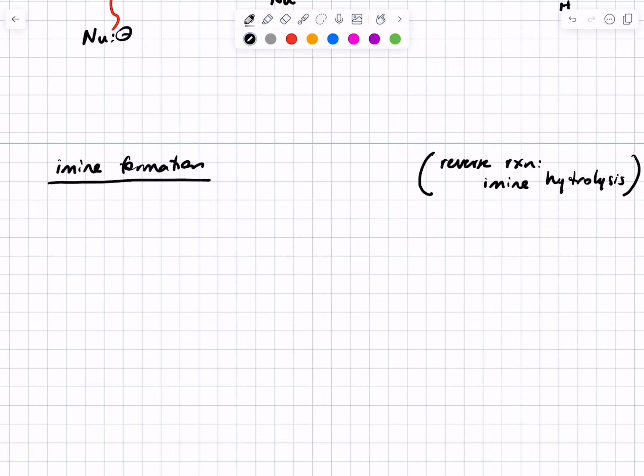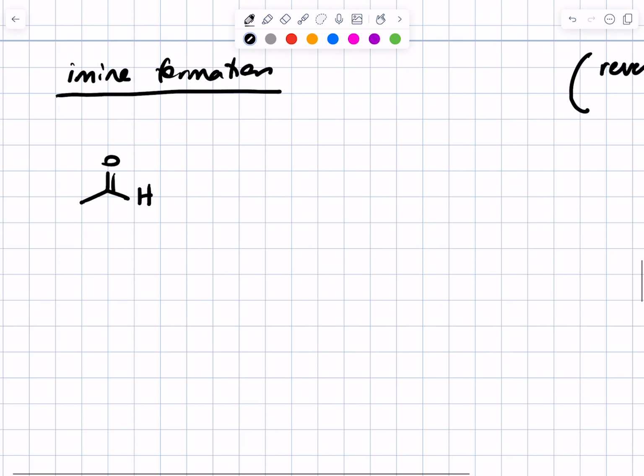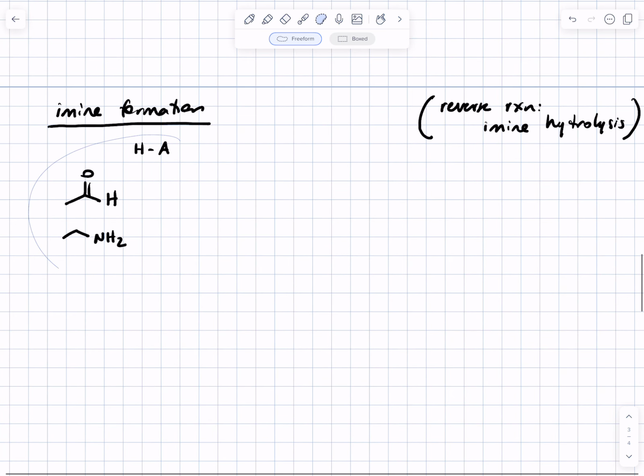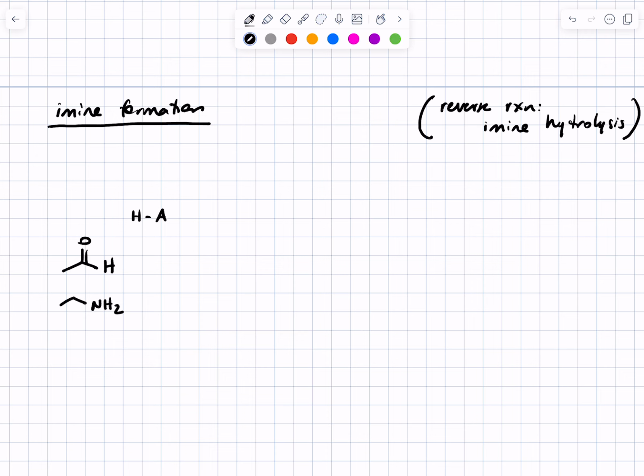Here's imine formation. So you start with your aldehyde or your ketone, and then we'll use a simple amine. And then you need an acid catalyst. So before we draw the mechanism, let me just mention some good acid catalysts for imine formation. Some that you will see. One is just acetic acid.